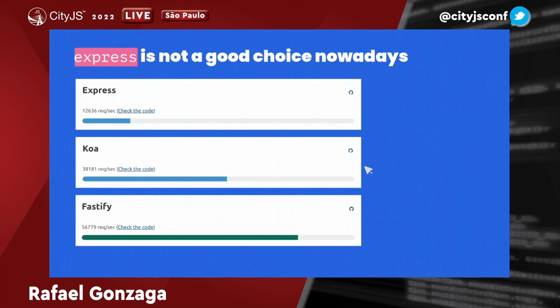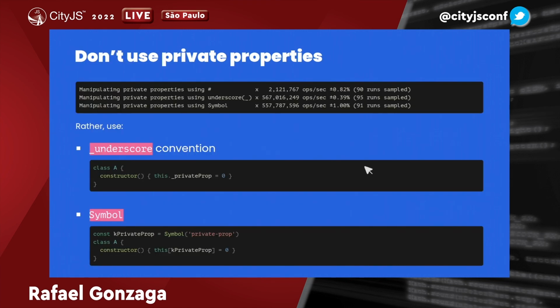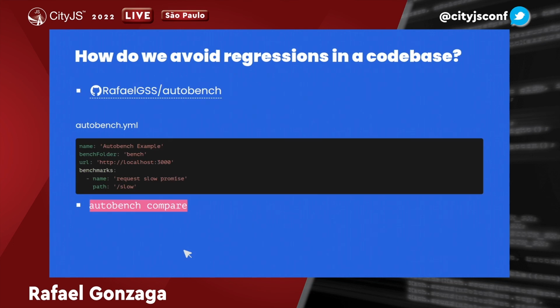Also, Express is not a good choice. Express is not maintained and very slow. Consider changing to Fastify. Okay, Fastify is very good, and I assume that we will take a look. Okay. And also, don't use private properties, okay? It was solved in the latest version of Node.js, but it's also a problem, okay? It is very slow nowadays. So instead, use just the underscore convention or just Symbol.